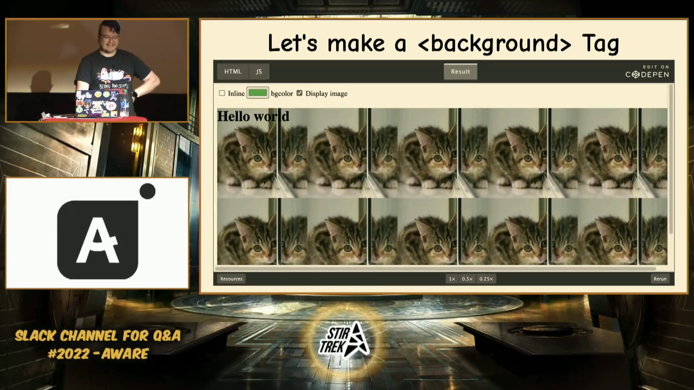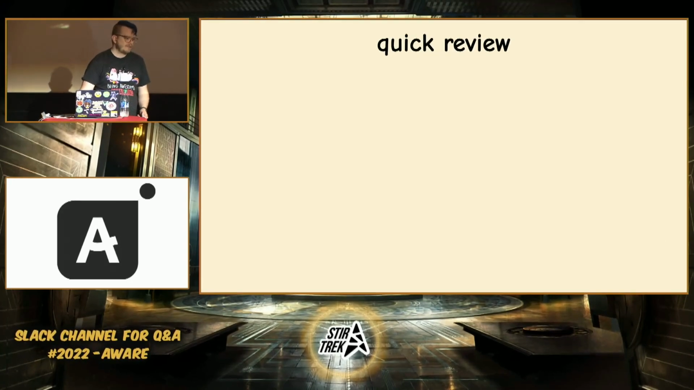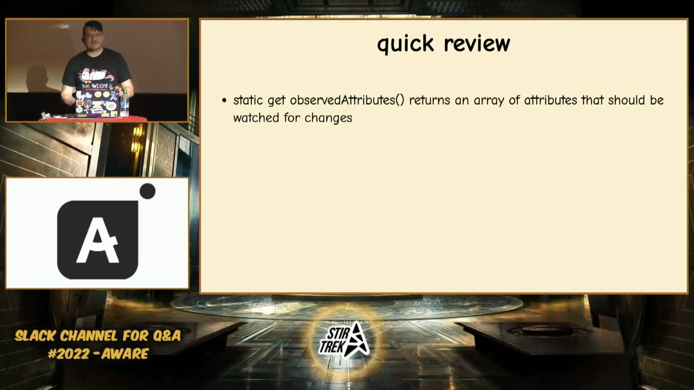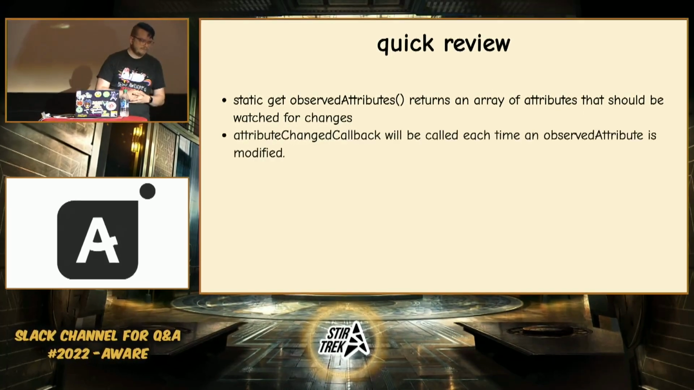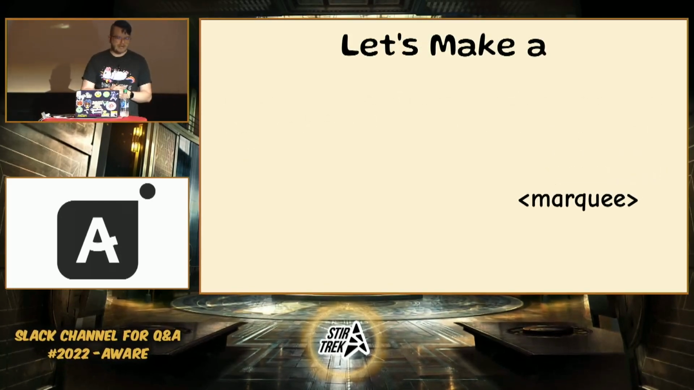Lovely. All right. So, quick review. You use static get observed attributes and return an array of strings. And those strings are the attributes that you want to observe. Attribute changed callback will change things when an observed attribute changes. That's it. That's all I got.